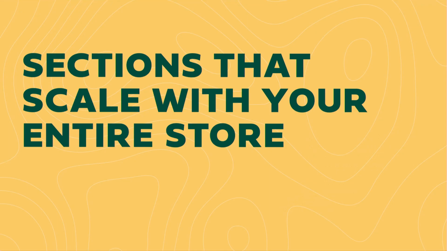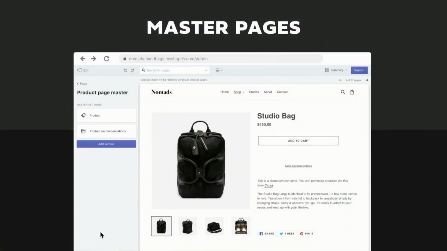Like I said, it's not enough to just put sections on every page. If it were that simple, I hope we would have done this some time ago. We need to keep in mind that with more capability comes more overhead. So we've endeavored to remove as much of that overhead as possible. And one of the ways that we're going to do that is through a feature we call master pages. Master pages give merchants the ability to edit their store at scale.